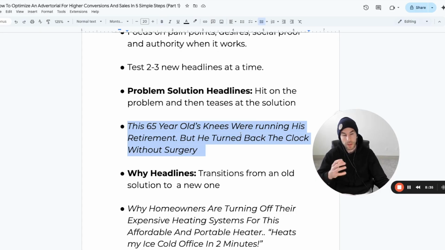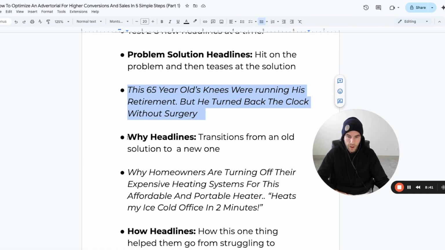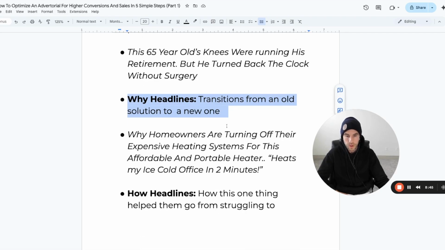And I'm actually going to have the hero image down below in another section so you can see what goes along with this. Next, we have why headlines. These are going to transition from an old solution to a new one. Why homeowners are turning off their expensive heating systems for this affordable and portable heater. Heats my ice cold office in 2 minutes.